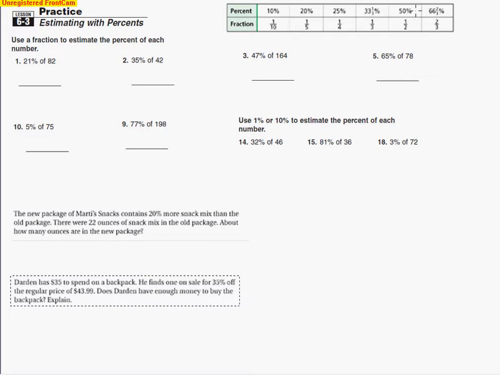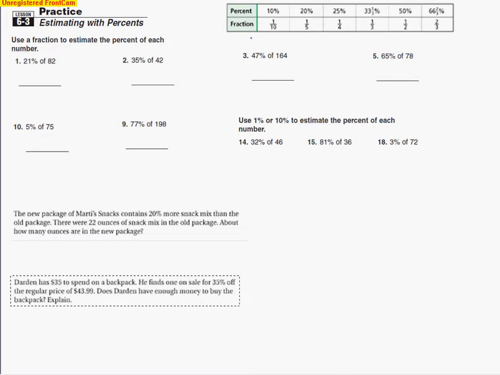Or if it's 66 2/3 or some percent close to that, we could use 2/3. Well, there's others too, so this is just a small portion of the different percents that are equivalent to some fractions. So what we're going to do first is use fractions to estimate the percent of each of these numbers. So let's take a look at this first one here.